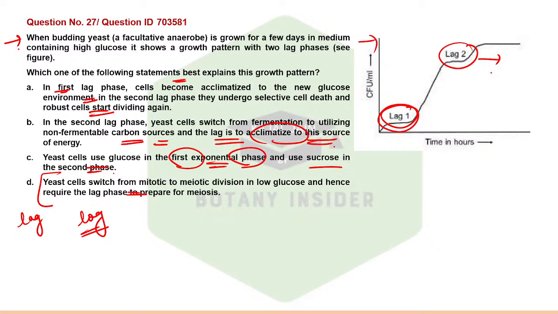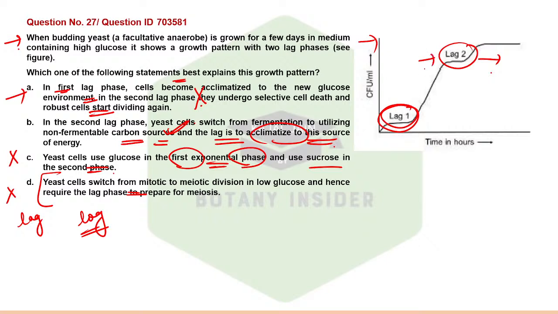Four options. If you look at the third and fourth options, they are not explaining the reason for the lag and the two lag phases. Then the first option is saying that in the first one, the cell becomes acclimatized, and in the second one, the cell is undergoing selective death. This one is an illogical statement. B is the most logical answer.